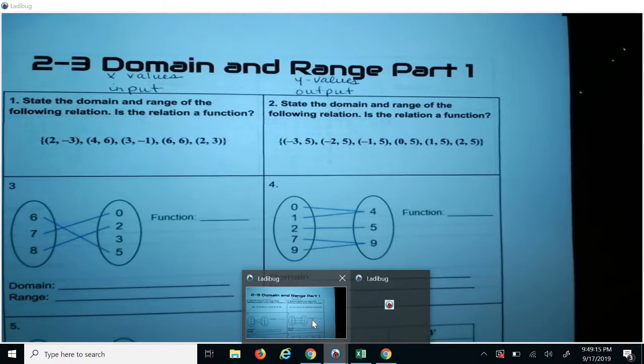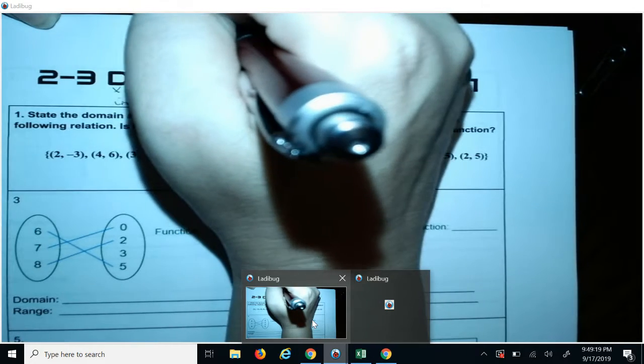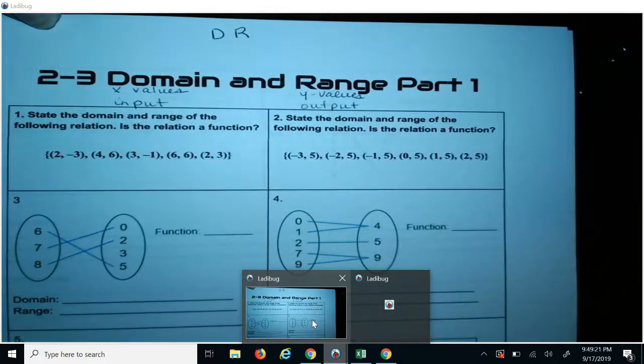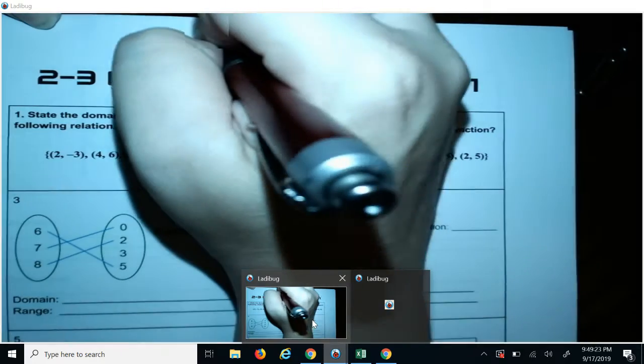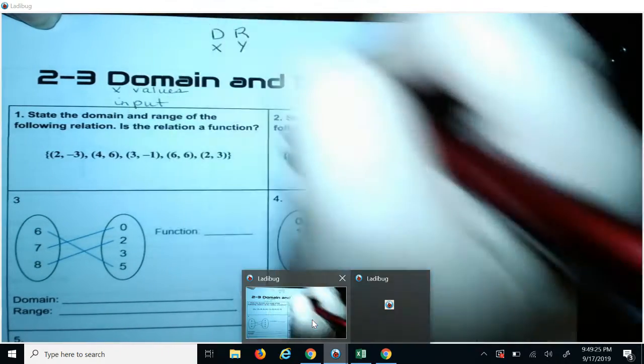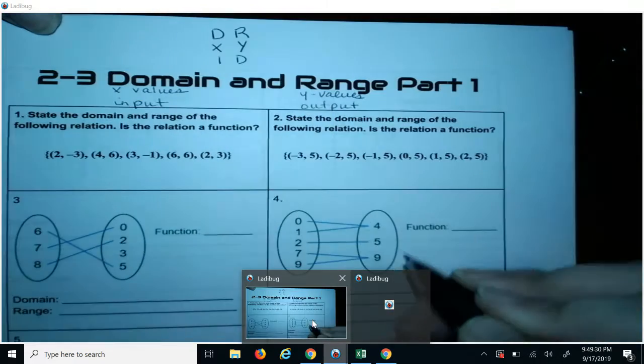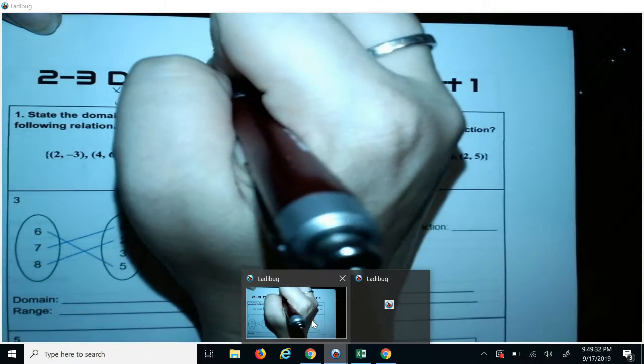And one way to remember all of those words is using this little acronym here. Okay, so we're going to say: Doctor XY lost his ID in Ohio.